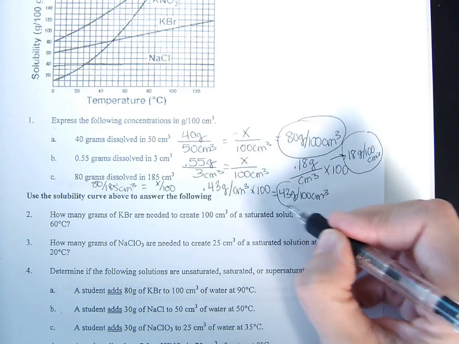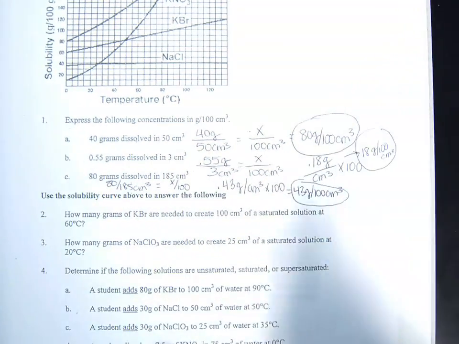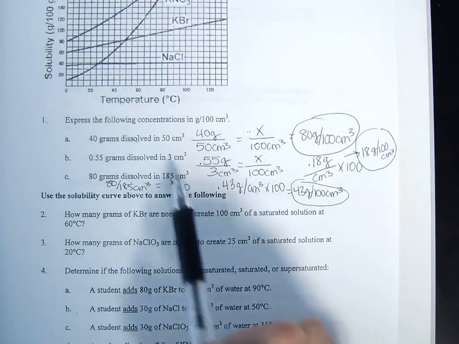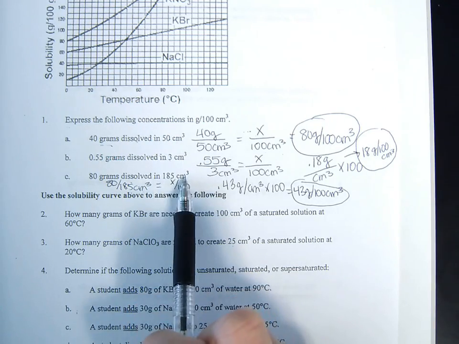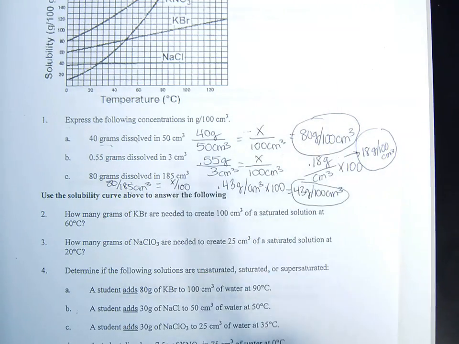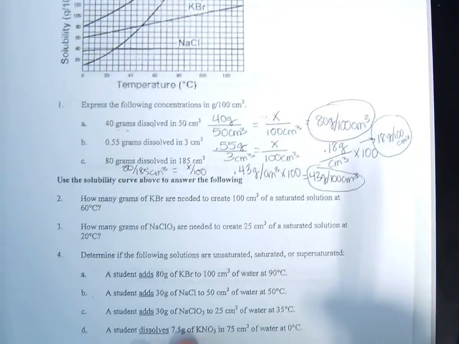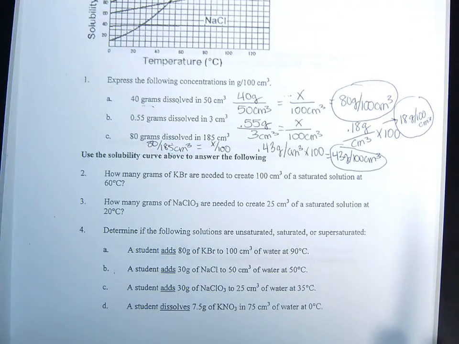So that's just some practice, making sure you know how to convert back and forth from some other volume of solvent to 100 cubic centimeters, because that's going to be our standard unit of measure. Okay, so now we're going to use the graph again.